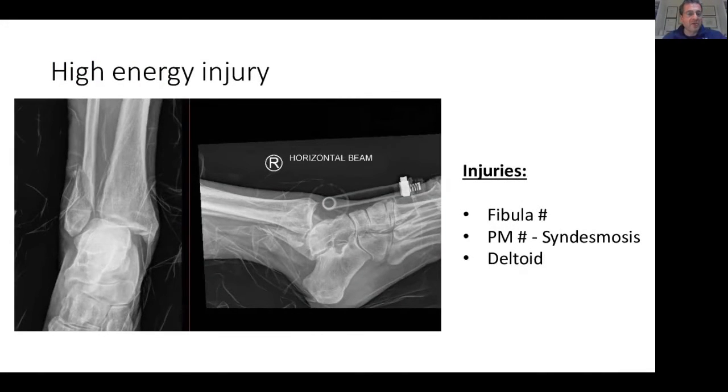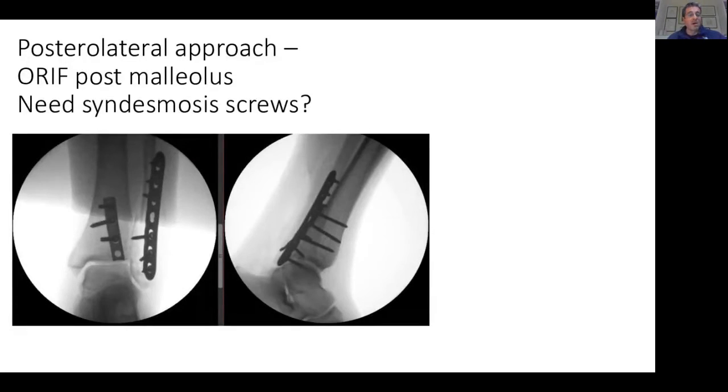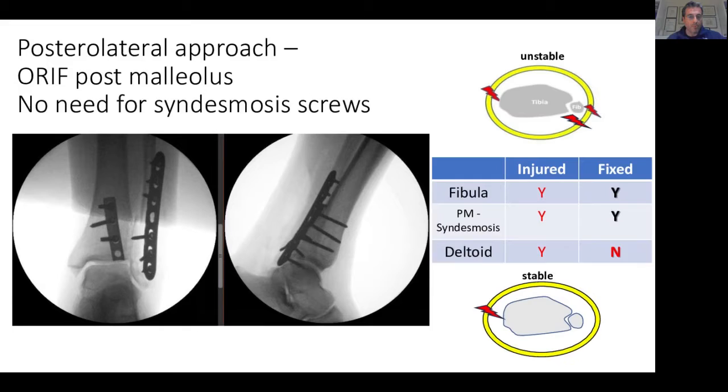Now, this is a high energy injury. Here we haven't got a broken medial malleolus. We have a fibular fracture, a posterior malleolar fracture that's equivalent to a syndesmosis injury, and the deltoid is gone for sure. Now, we fix the fractures. Do I need syndesmosis screws now? Well, previously, we had the ankle ring broken in several places, 3 places. Now, it's only the deltoid I haven't repaired.